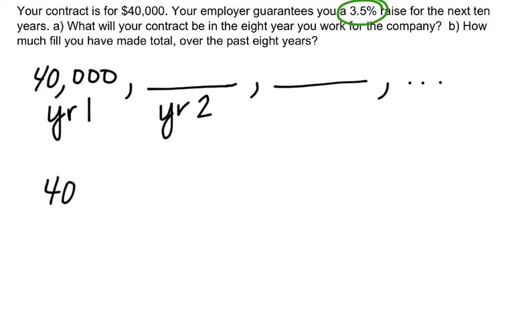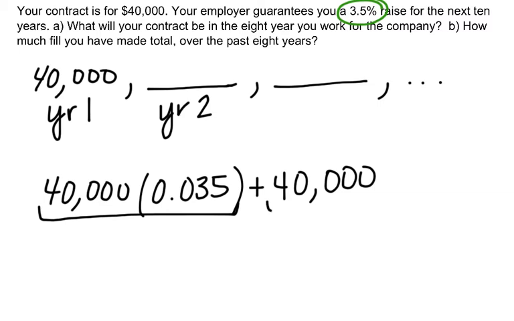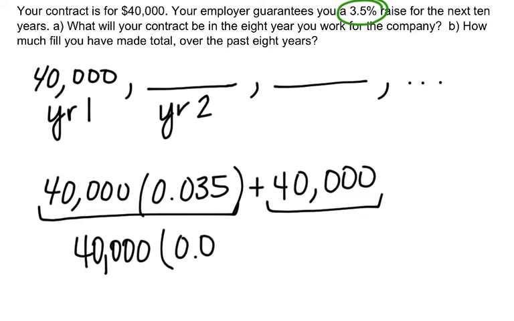Well, one way to compute the amount of money you'll make in year two would be to multiply your 40,000 by 0.035. That's going to give us the raise amount, how much we're going to increase our pay by. Then you'd have to add back the $40,000 to get your total amount for year two. But if you look at this computation, we have two terms that have 40,000 in common. If you factor out 40,000, we'll be left with 0.035 plus 1.